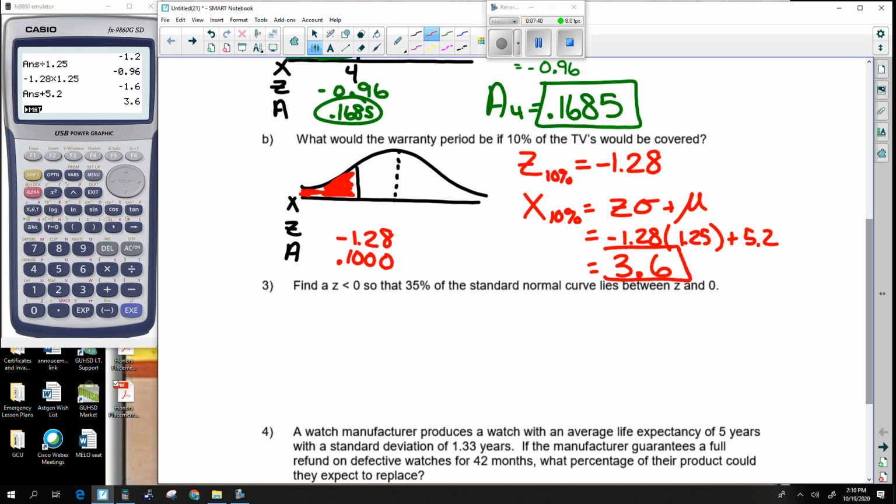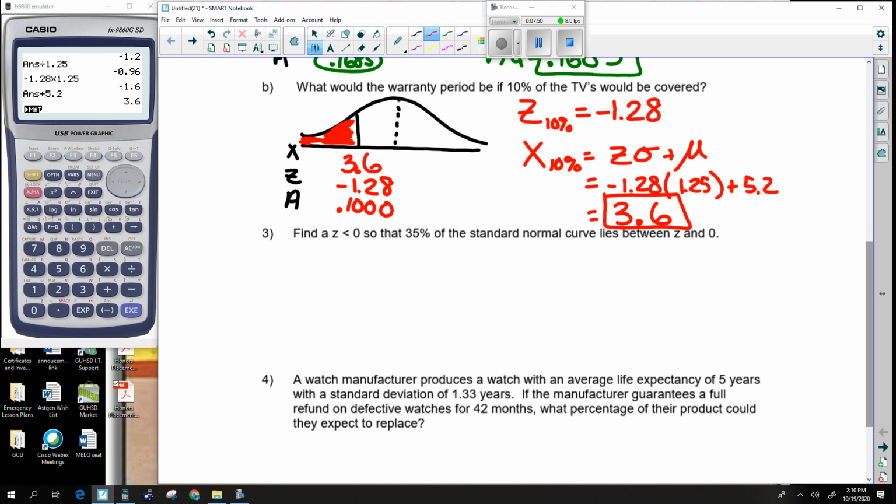So that's 3.6 years will be the warranty length. If you make a warranty length of 3.6 years, you can expect to replace 10% of your product.